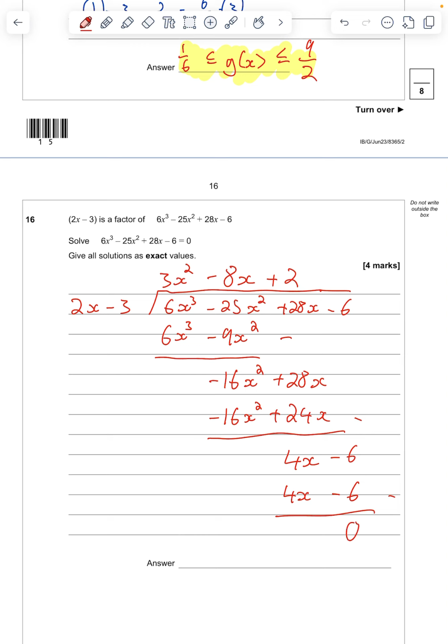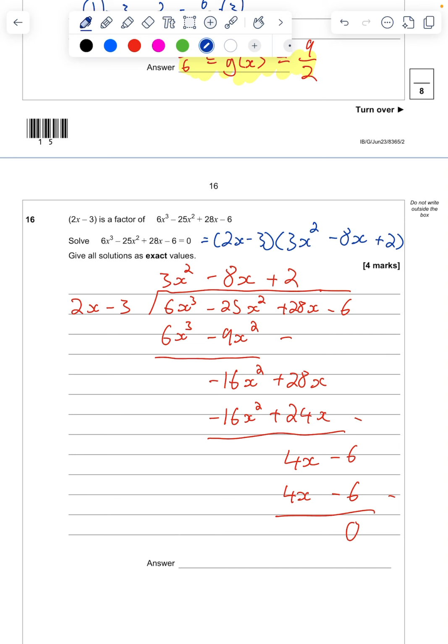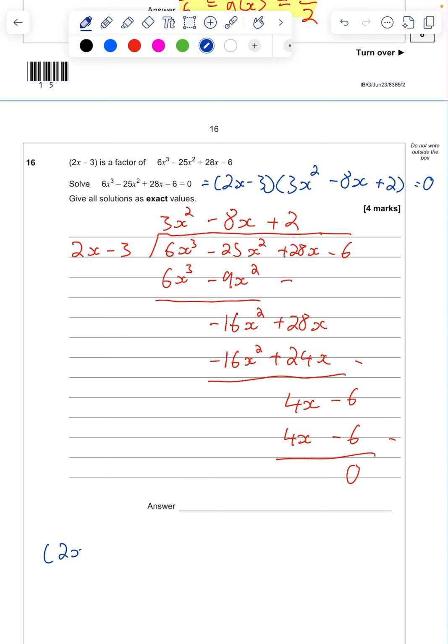Good. Therefore, you can write this expression here, this polynomial, as 2x minus 3 times this up here. So this is going to be equal to, or identical to, 2x minus 3 bracket 3x squared minus 8x plus 2. And you want to solve this when it's equal to 0. Now basically, you've got 2x minus 3. You then want to factorize. This is a quadratic that you can factorize, okay? So let's put it into double brackets.